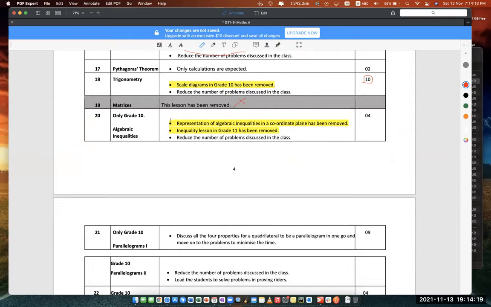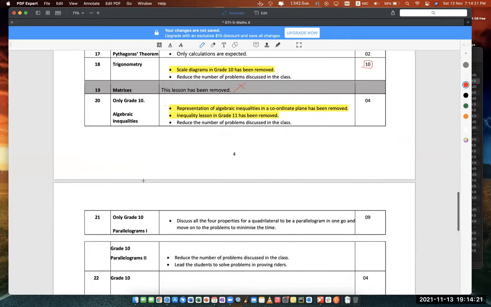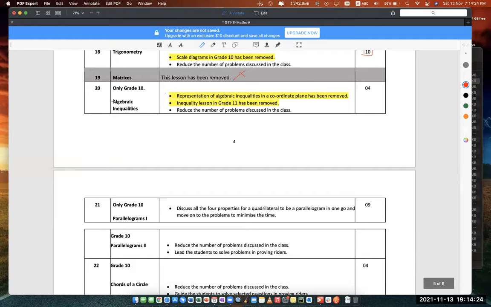In addition to that, they have added some grade 10 lessons, like algebraic inequalities. The inequality part in grade 11 has been removed. In grade 11 we have the fraction, right? Instead we are going to do the grade 10 part here. What will they ask in Pythagoras theorem? Basically the basic stuff: if you know the theorem and can solve questions by using Pythagoras theorem, that's enough.